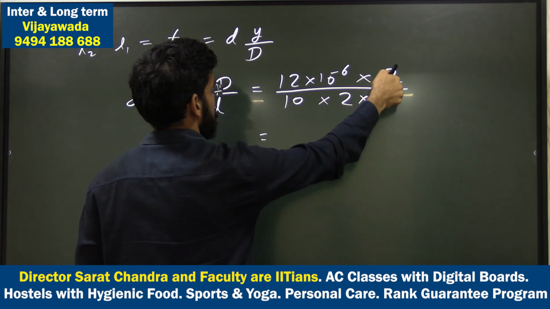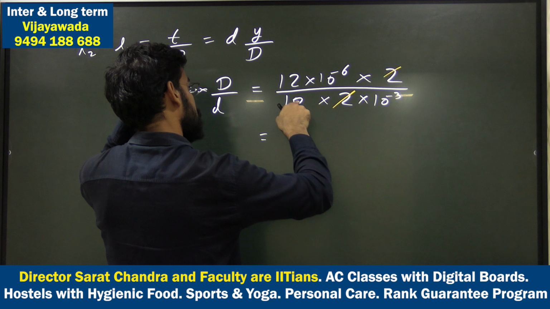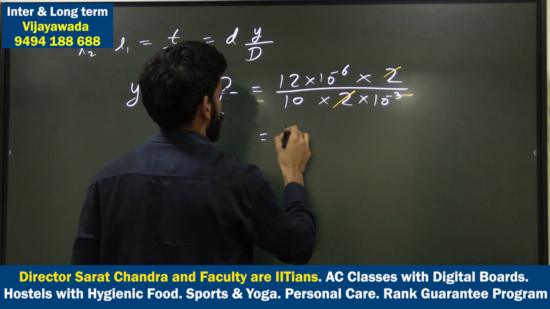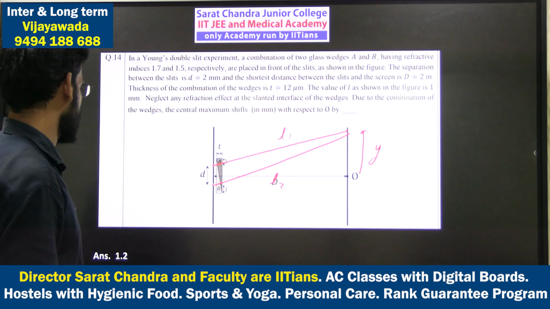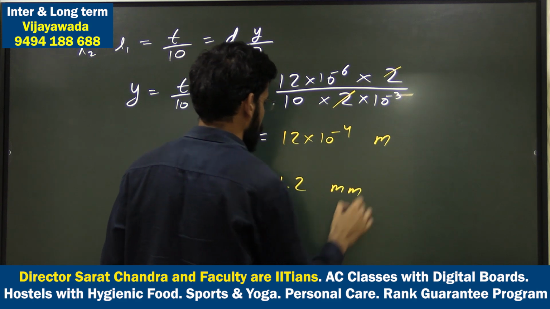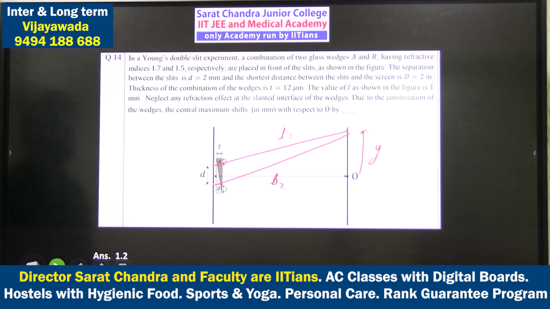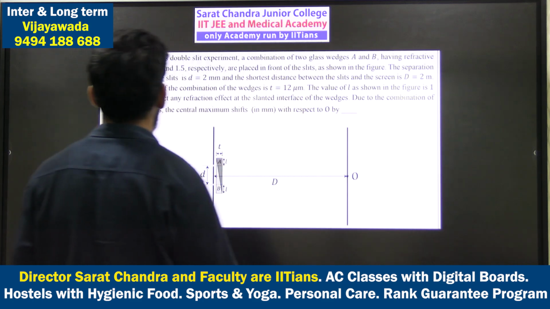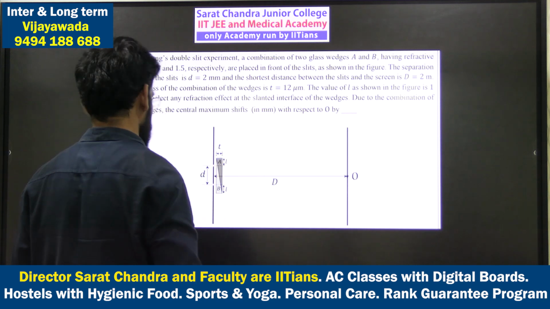From here, 2 got cancelled out, and this is 12 into 10 to the power minus 4 meter. He is asking in millimeter, so multiply by 10 to the power 3, that is 1.2 millimeter. The answer is 1.2. We got the answer. So I hope this is clear. 1.2 is your answer. The central bright fringe will form here, Y distance away, 1.2 millimeter away.